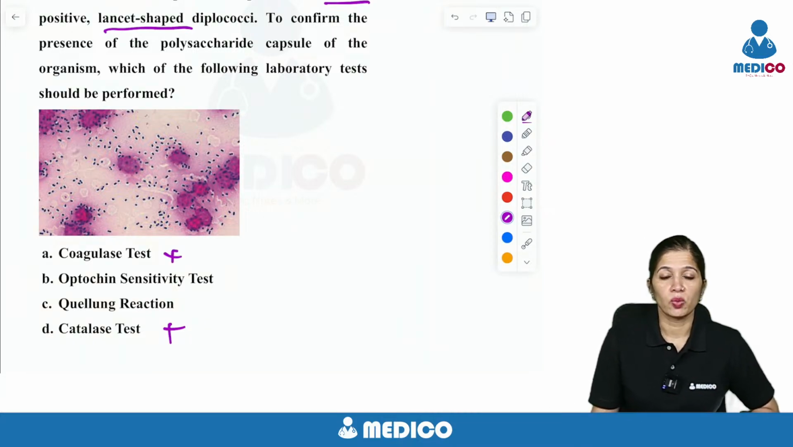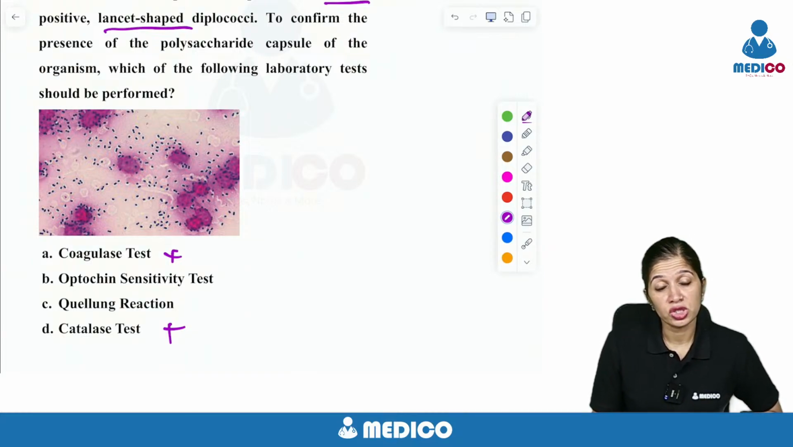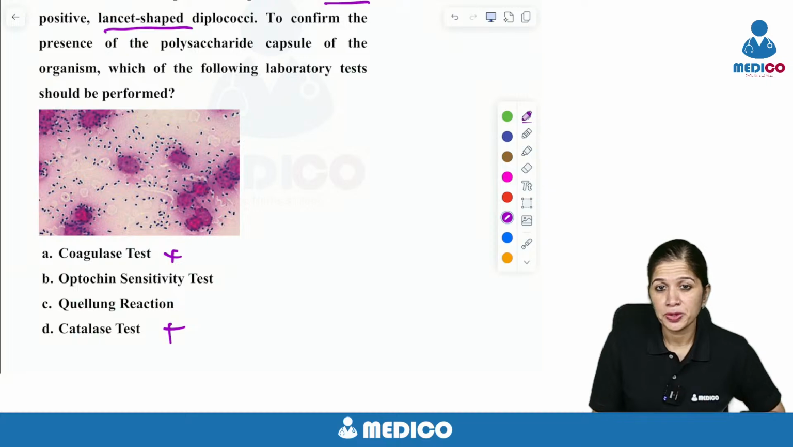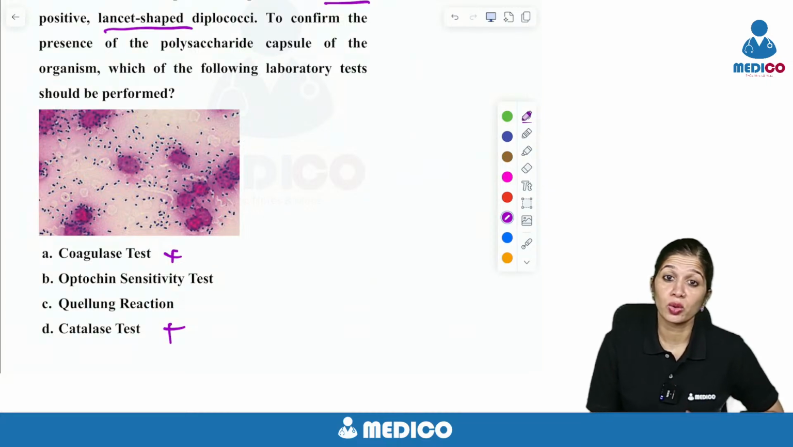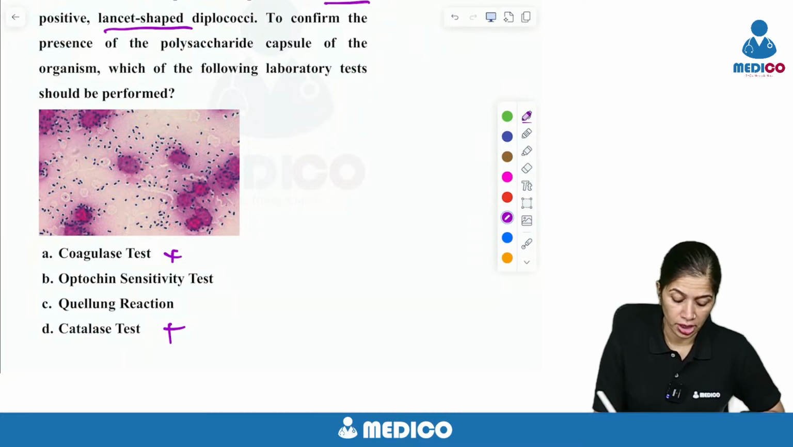Optochin sensitivity. When do you use an optochin disc? That is used to differentiate Streptococcus pneumoniae from Streptococcus viridans. Both of them are alpha hemolytic. To differentiate between them, you need an optochin test. Whereas that is also not going to tell you anything about the capsule. So the Quellung reaction, that is a capsular swelling reaction, the Quellung or Neufeld reaction, is the one that is actually going to tell you about the capsule. Okay.